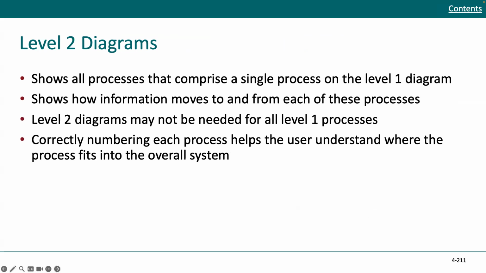Then we have the level 2 diagrams. It shows all processes that comprise a single process on the level 1 diagram. It shows how information moves to and from each of these processes. The level 2 diagrams may not be needed for all level 1 processes. Correctly numbering each process helps the user understand where the process fits into the overall system.